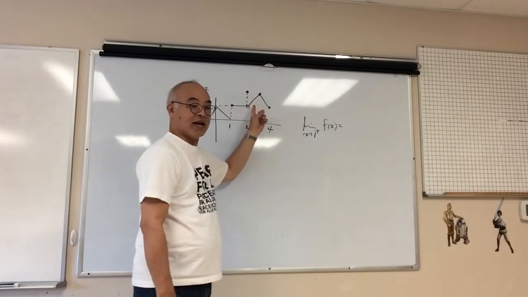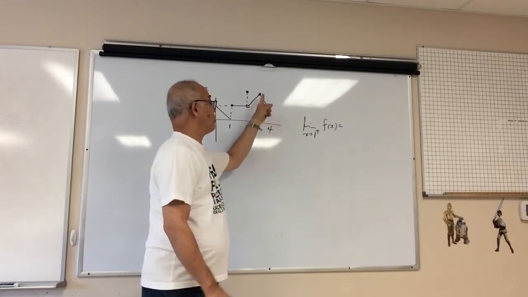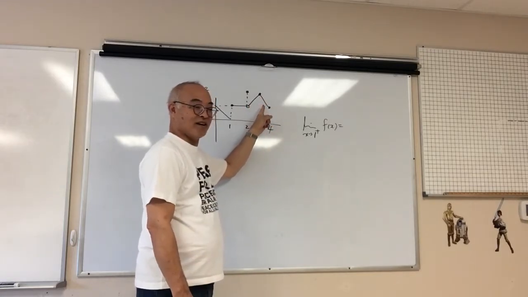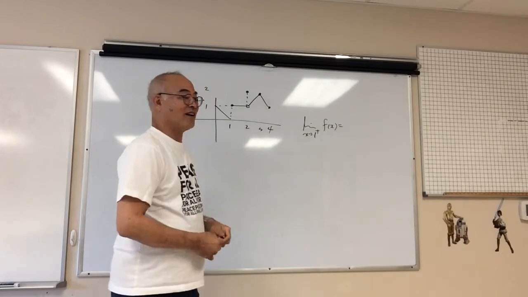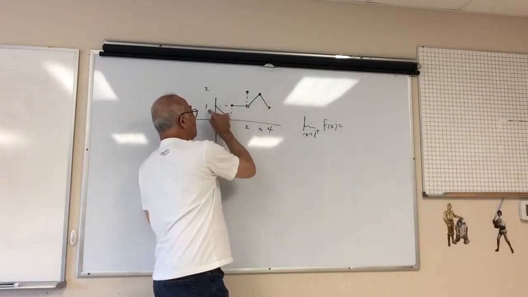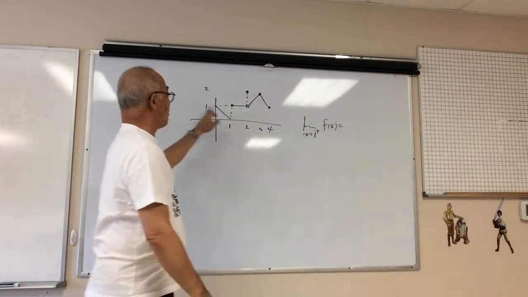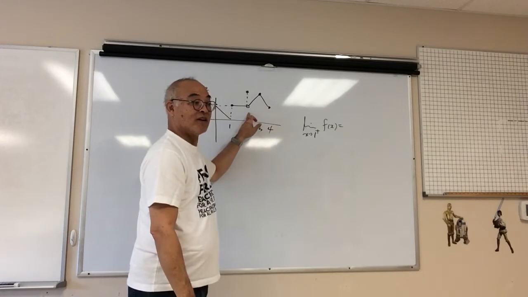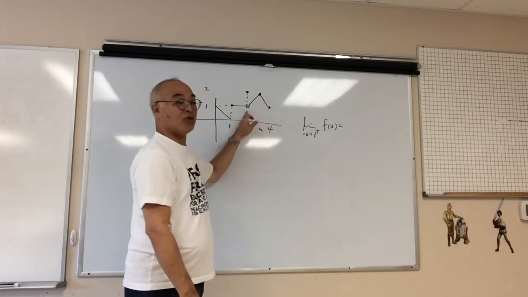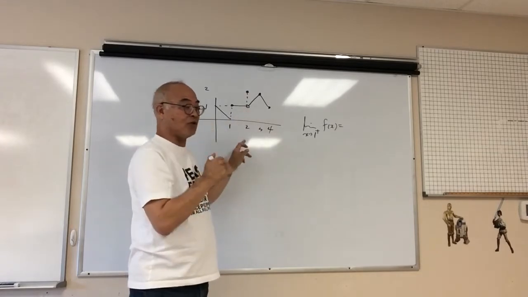What about from the right-hand side? Why is it 1? What about that dot that's up there? It's still 1. From here, I'm approaching 2, so the limit is 1 at 2.